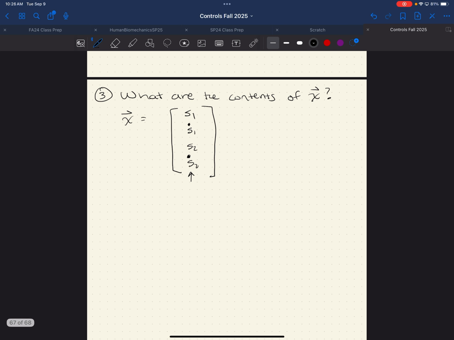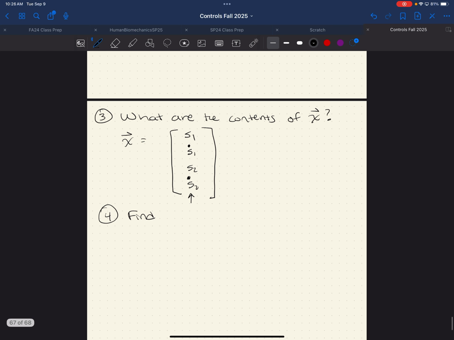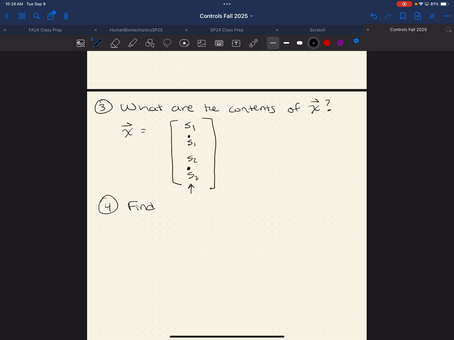All right, what's my next step? You always like to skip the next step. We could find those, I actually have that as a later step, but we need to find what is x dot. Find x dot. X dot is just the time derivative of x, so I just go through and add an extra dot.